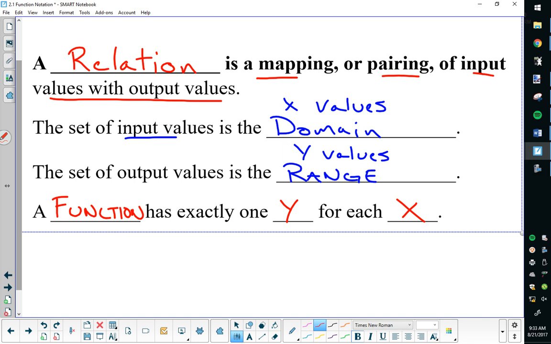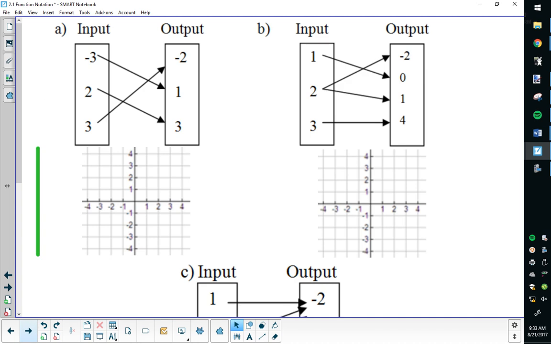So let's look at that a little bit here, a few different ways. For each of these problems, we're going to look at it 3 ways. We're going to look at it with a mapping, which is this thing right here. We're going to write some ordered pairs, and then we're going to graph it to see what that means. So input and output. What does input really mean? X's. Output means Y's. We're just drawing some arrows. This is a weird way of doing things, but it's called a mapping. You're just drawing arrows to connect X's and Y's.